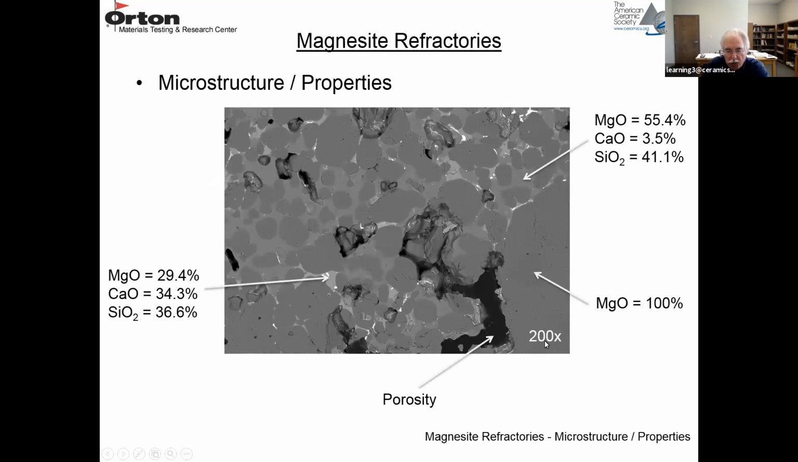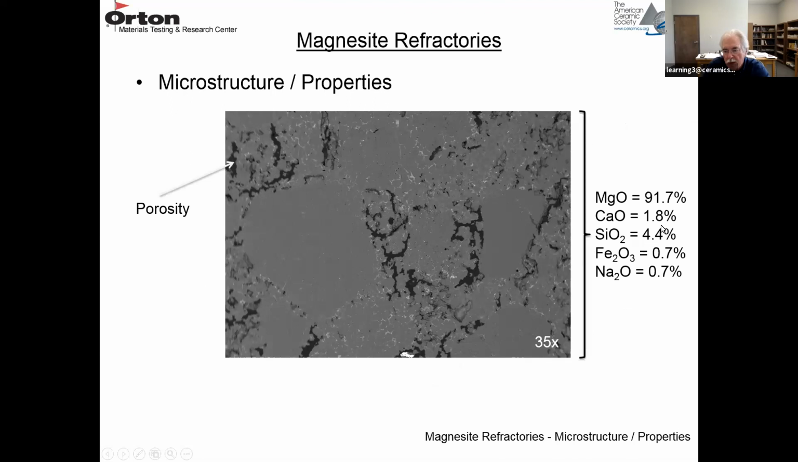So if you go up to 200x, here's a large MgO grain, 100% MgO basically. The black again is the porosity. And then you can see that there are two phases between the MgO crystals, a darker gray and a lighter gray. And if you look at the MgO crystals, you can see that there is now no longer a lot of crystal to crystal contact. There's a lot of silicate phase between the MgO grains or crystals.